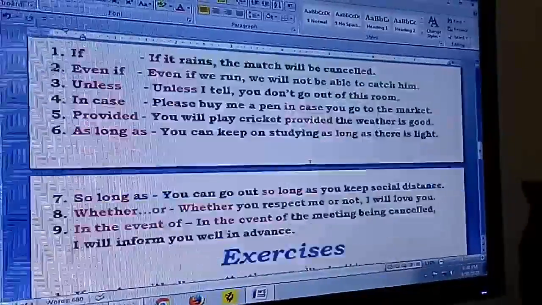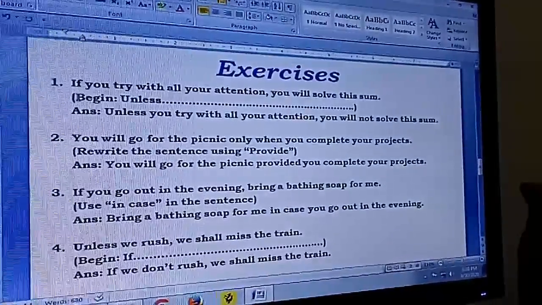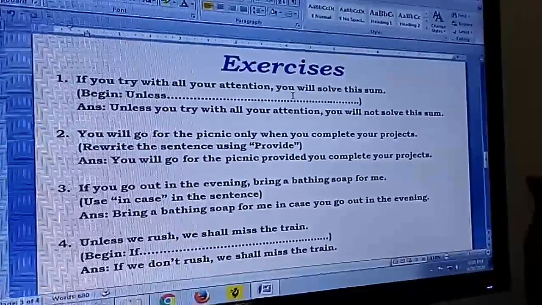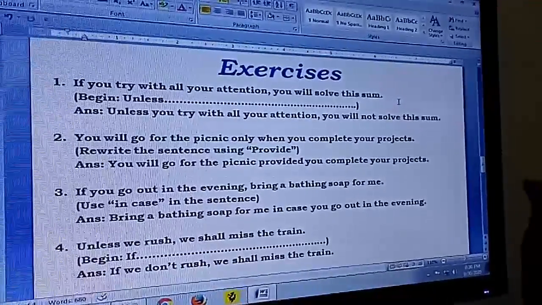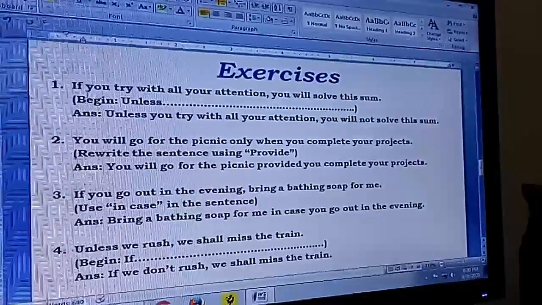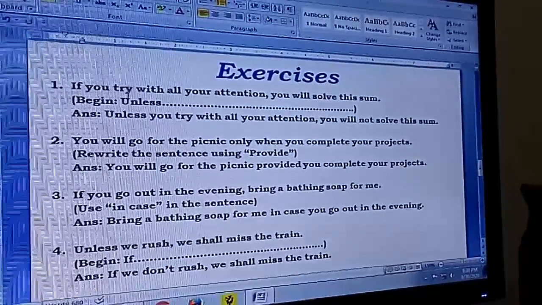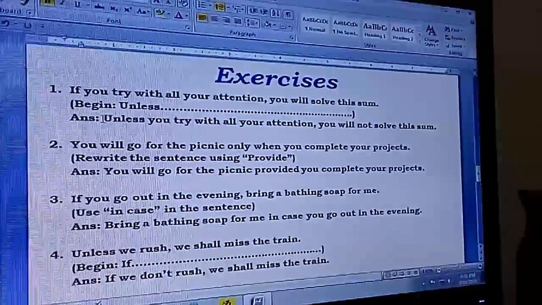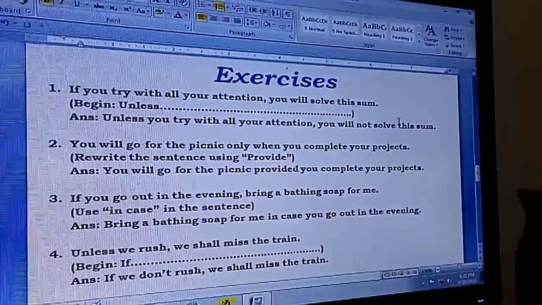With this understanding, we shall do some exercises. First question. If you try with all your attention, you will solve this sum. That is how the ICSE question will come. They'll give in bracket the direction or what to do. Begin unless. So convert this sentence to a different sentence beginning with unless. Unless you try with all your attention, you will not solve this sum.